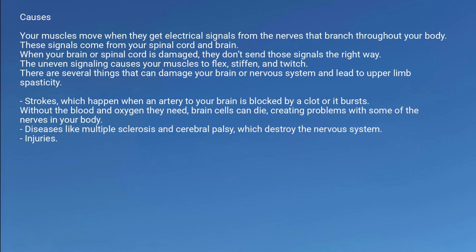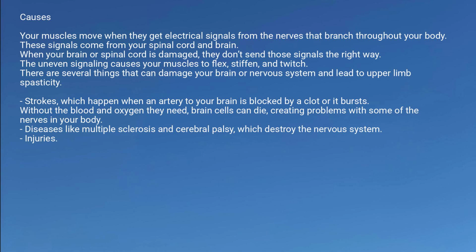Causes. Your muscles move when they get electrical signals from the nerves that branch throughout your body. These signals come from your spinal cord and brain. When your brain or spinal cord is damaged, they don't send those signals the right way. The uneven signaling causes your muscles to flex, stiffen, and twitch.